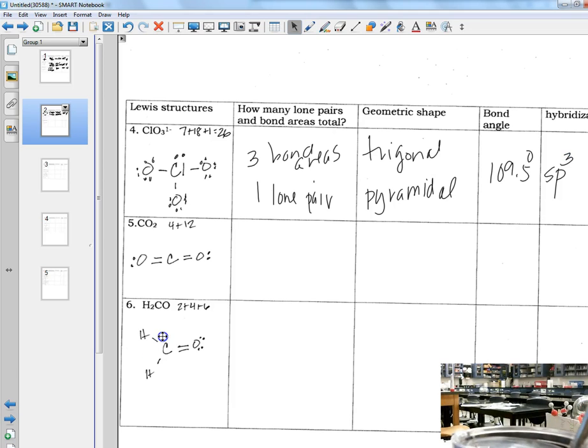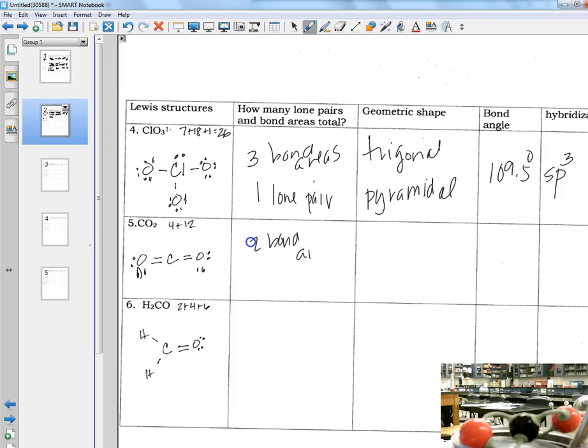For carbon dioxide, we end up with double bonds. And somehow, my double bonds have disappeared. When we draw this, we would see that we would have 2, 4, 6, 8. We'd have 8 on each oxygen, but not on carbon. In order to get a full 8 around carbon, each oxygen shares 2 electrons. And again, I've not drawn enough electrons. Sorry. So we only have 2 bond areas this time.